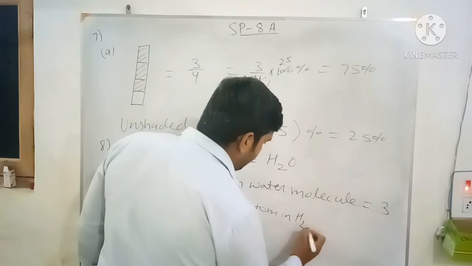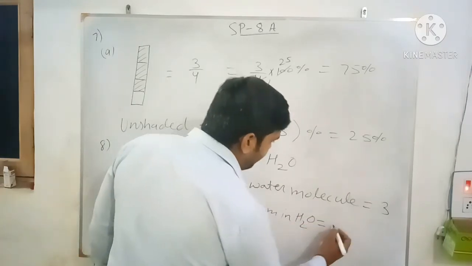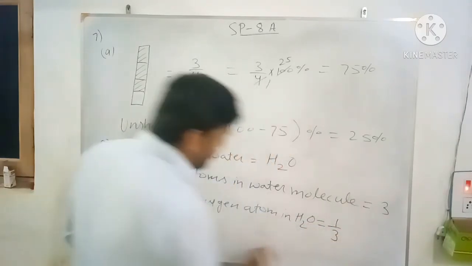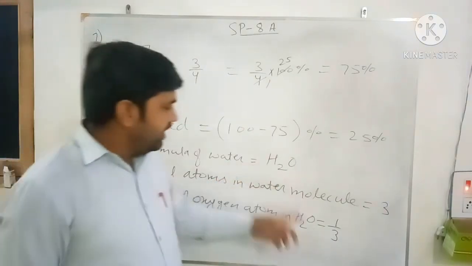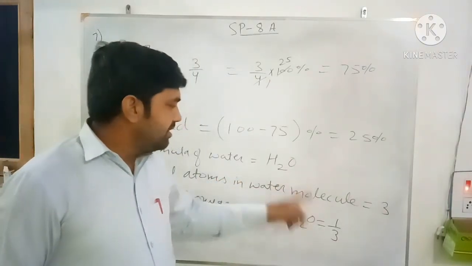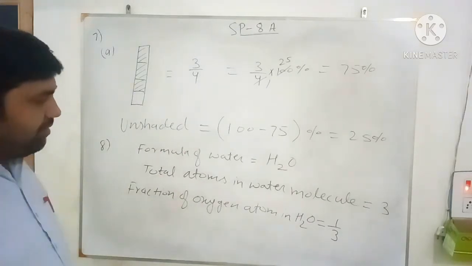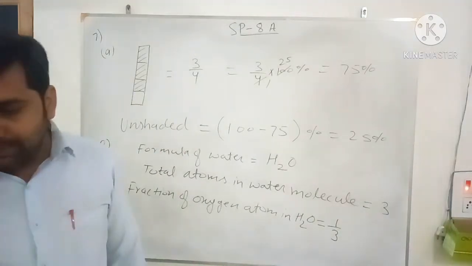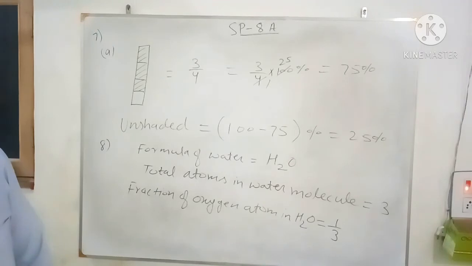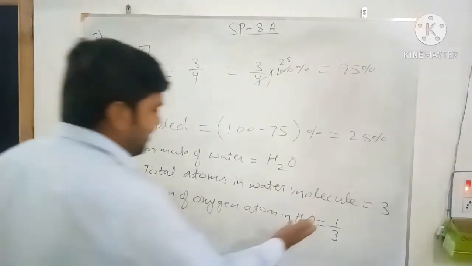In water, H2O, what is the fraction? Out of 3 parts 1 part is there. Out of total 3 atoms, 1 atom is the oxygen. So the fraction of oxygen atom in water H2O is 1 by 3. Here it is asked what percentage, so we can convert this 1 by 3 into a percentage.